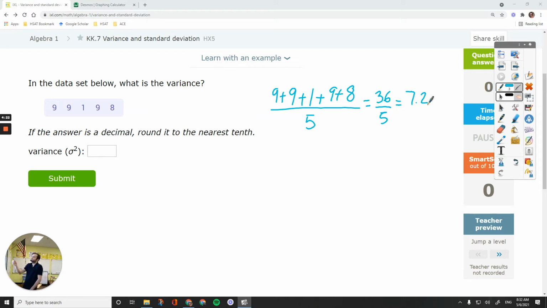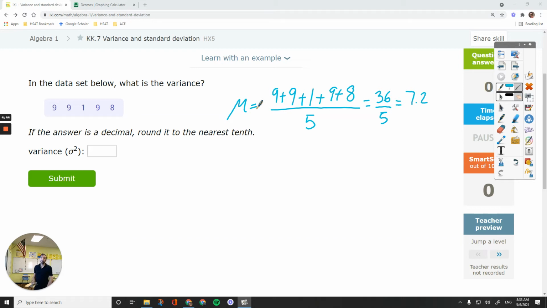Now, what am I going to do with this? By the way, the mean is expressed with that sign. To me, that looks like an M. It's just like a fancy M. Many people think that it looks like a U. So whatever is easier for you.